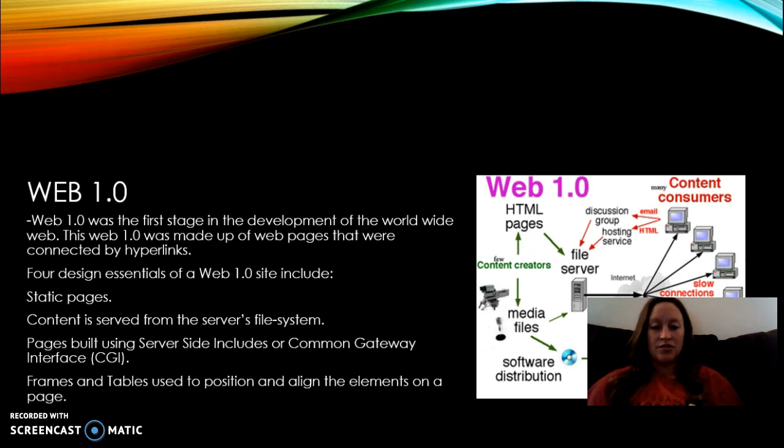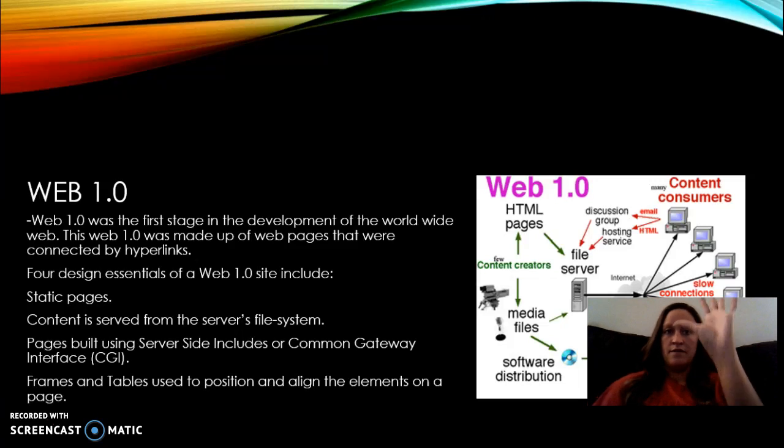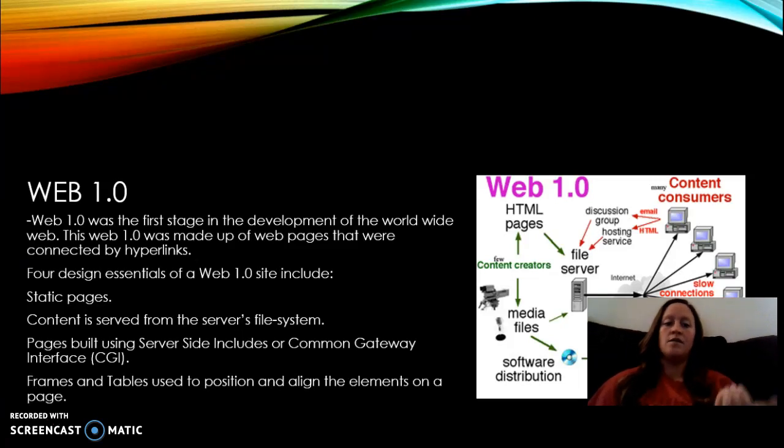And here's just a picture of the HTML pages from content creators to file servers, from discussion group hosting services, to media files from software distribution stores, and slow connections. Web 1.0 was kind of like the first part of the web, and it was just someone would put on a bunch of information and then you could just read it. There was no editing with it or commenting or editing stuff. You just solely read the information.